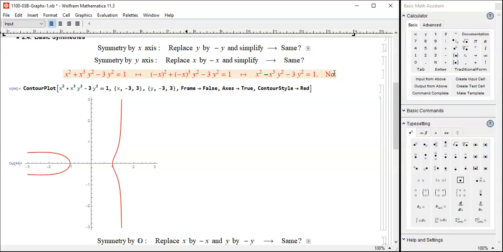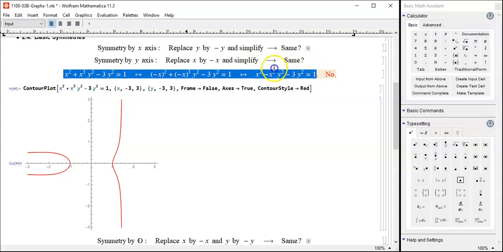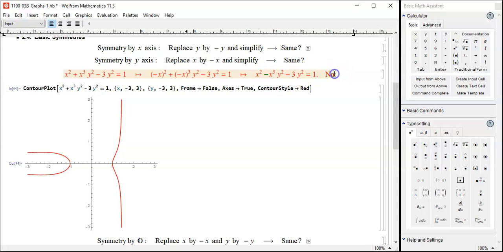So did you get the same thing as before? First equation versus the last equation. The answer is no. Close, but we have a sign change. So these are two different equations. So the answer is no, and confirmed by this picture.